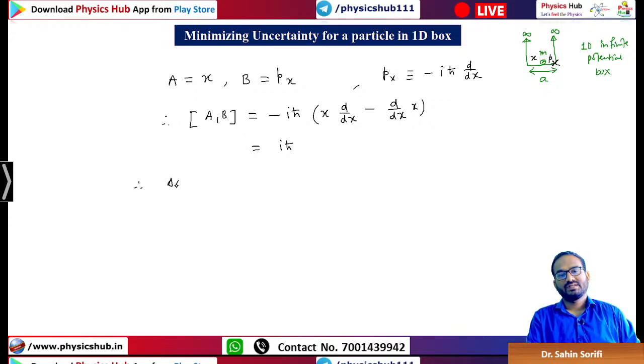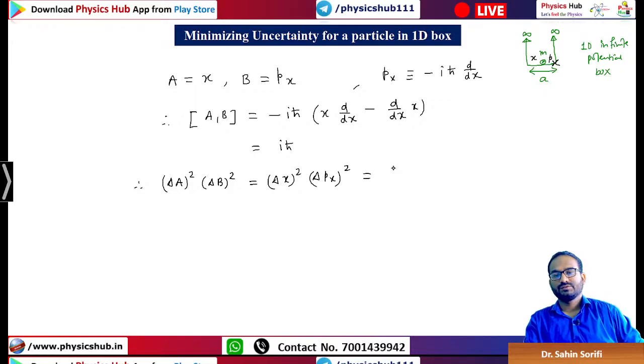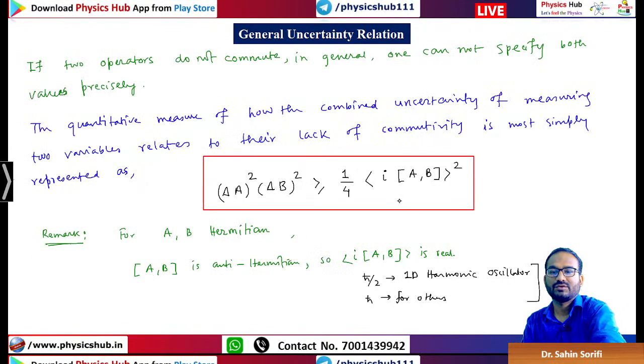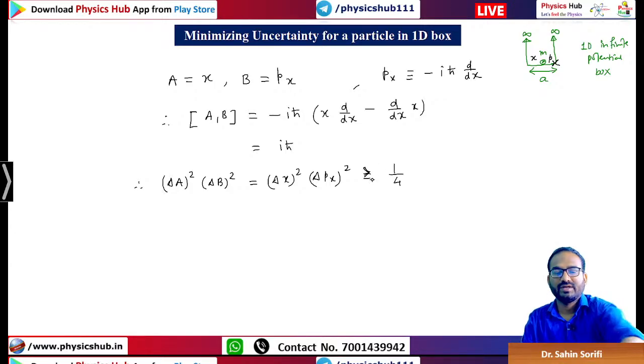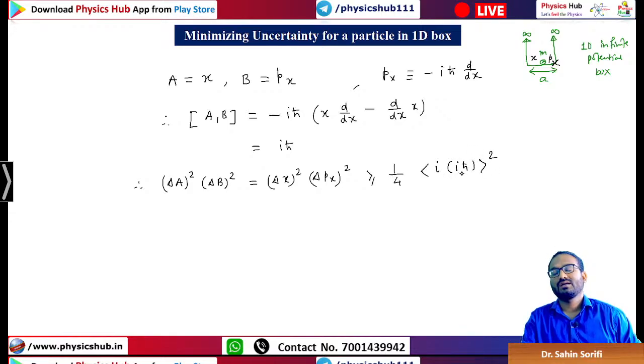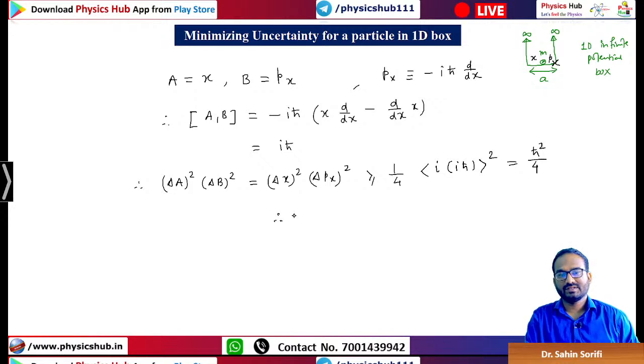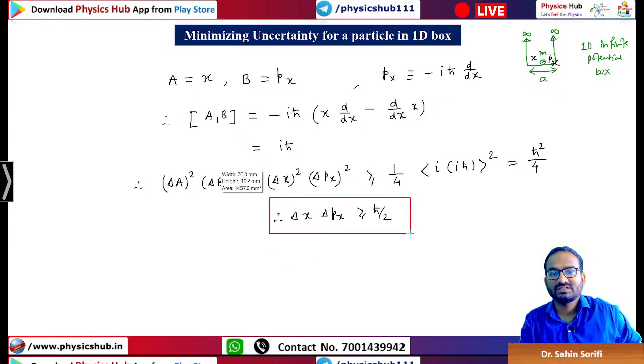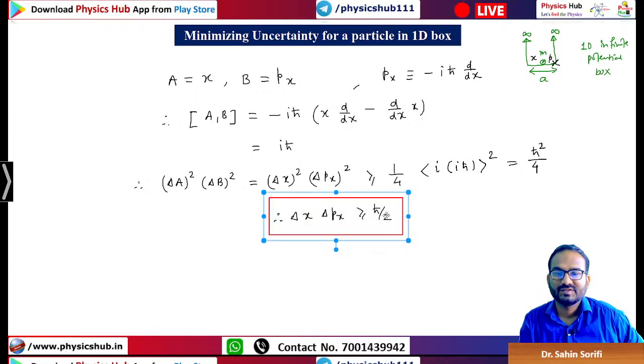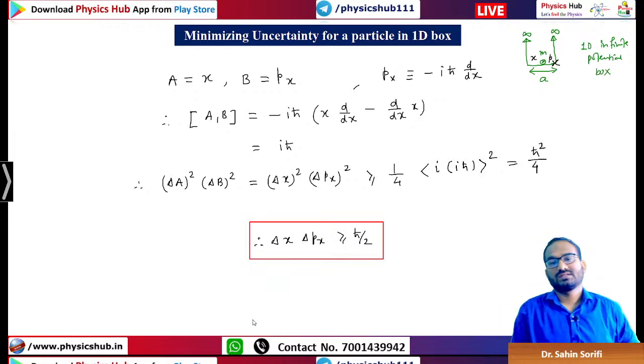So we can say that delta A whole square delta B whole square, which is equal to delta x whole square delta px whole square, you know the formula, is greater or equal to 1 by 4 times i times the commutation of AB, squared. So i times AB is i times i h cut, then square. So i times i is minus 1, h cut. So it is equal to h cut square by 4. So you can say that delta x delta px is greater or equal to h cut by 2. So we are getting back the position-momentum uncertainty relation, isn't it? So this is how we apply the general uncertainty relation.